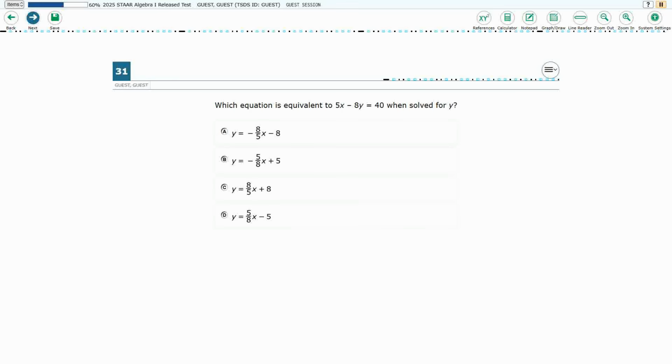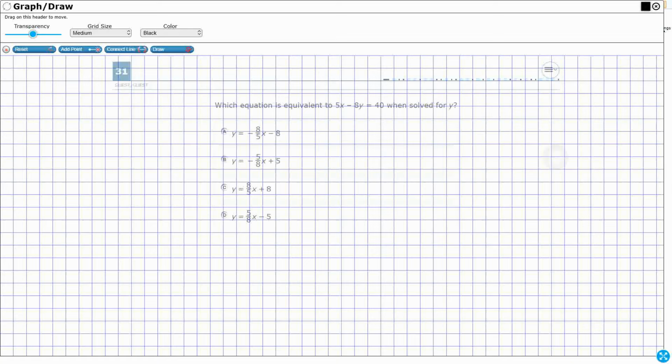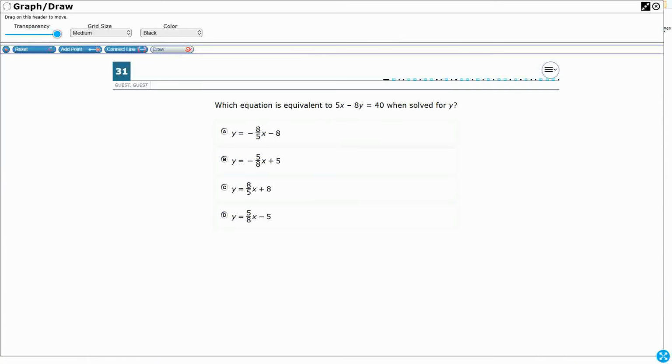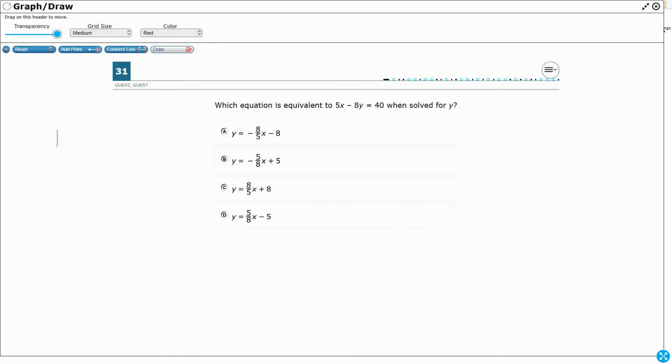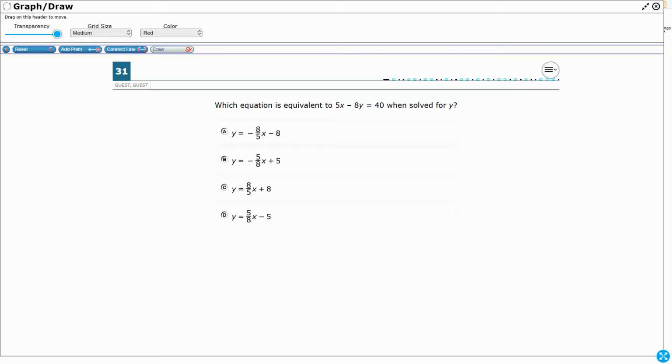Number 31, we are looking at properties of equality. This is A.12e, and we need to find an equation that is equivalent. Well, that's something that we have to deal with all the time. We've got something in standard form, and we need to change it into slope-intercept form. All right, so how do we do that? How do we isolate a variable? Well, what we do is we use the properties of equality.